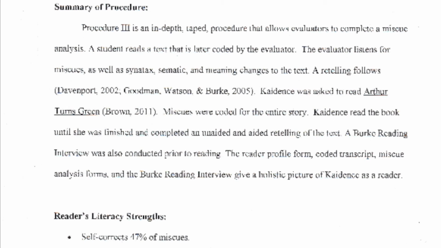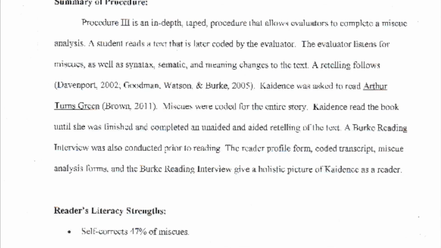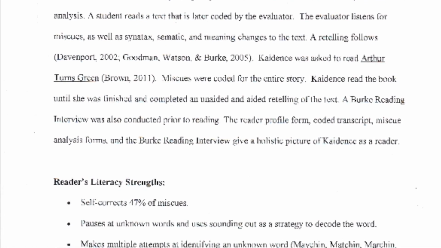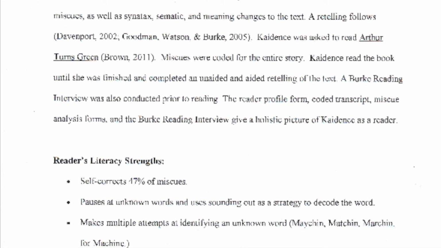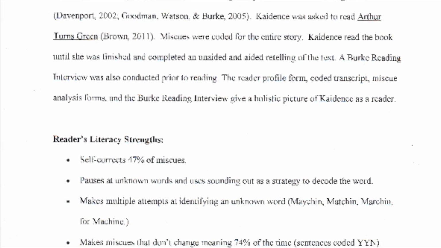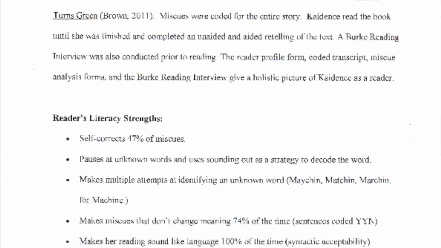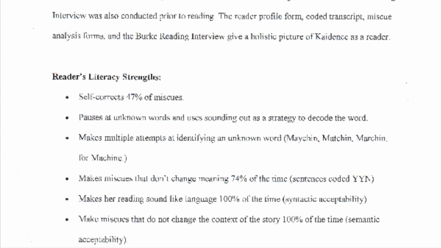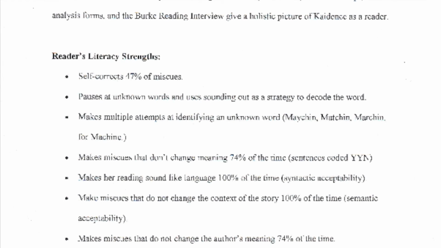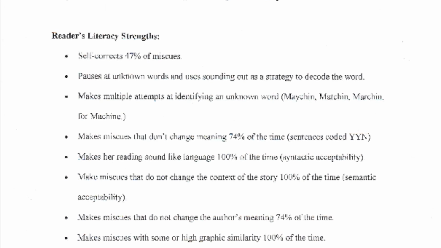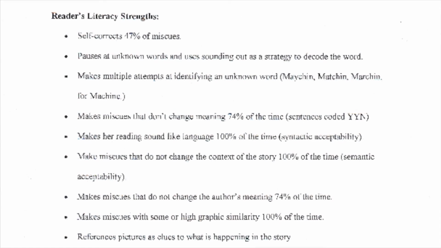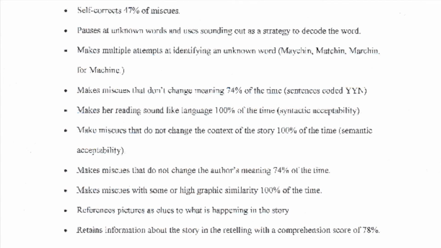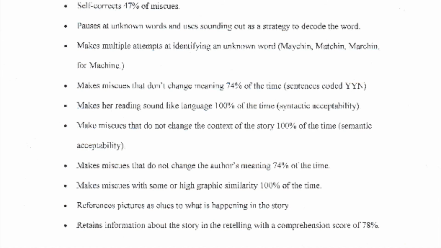Yeah. The last thing you're going to do is create a list of your readers' literacy strengths, their areas of need, and make some recommendations for future lessons, possibly. As you can see, Cadence had quite a few literacy strengths, including her self-correction percentage at 47%. She pauses at words that she doesn't know and attempts to figure them out. Her semantic and syntactic acceptability was 100% throughout the text. Those are some literacy strengths.